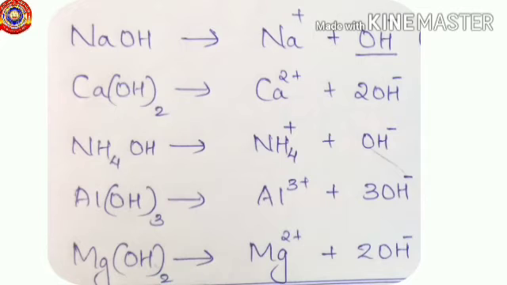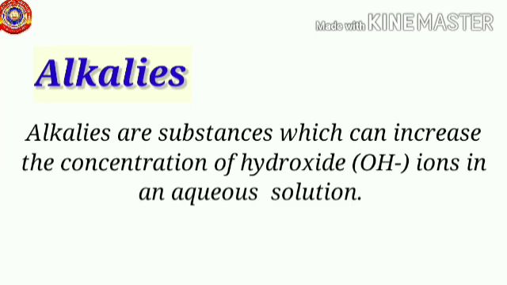Absolutely, you can find that it is hydroxide ions, right? OH minus ions are called hydroxide ions. So on the basis of the hydroxide ions released in water, we can define alkalis. So what are alkalis? Alkalis are substances which can increase the concentration of hydroxide ions in an aqueous solution.